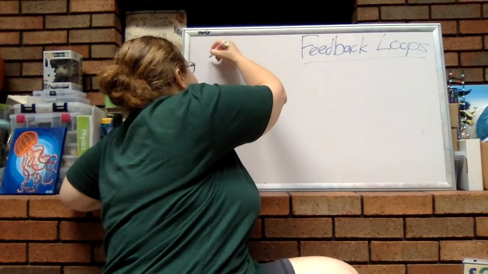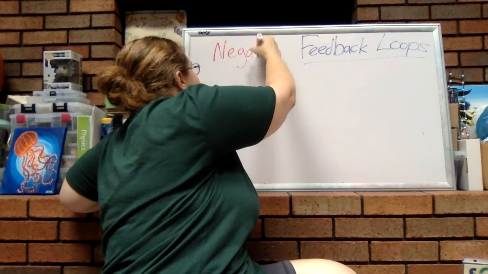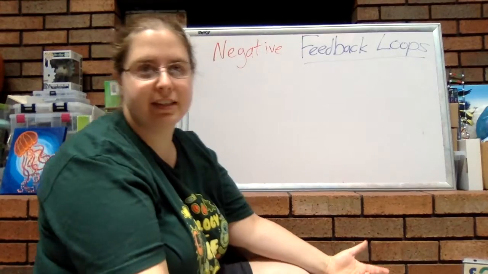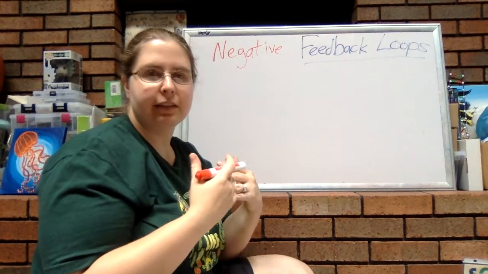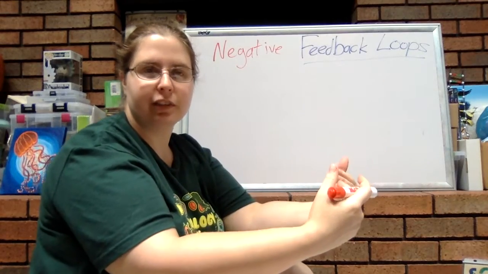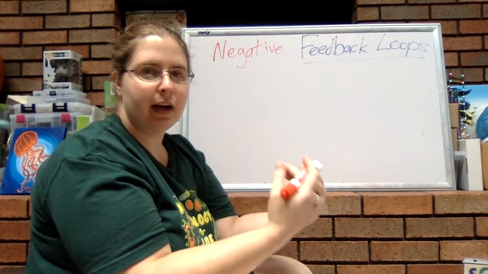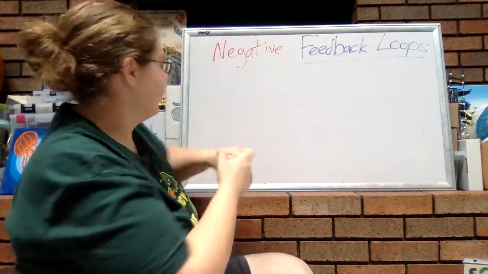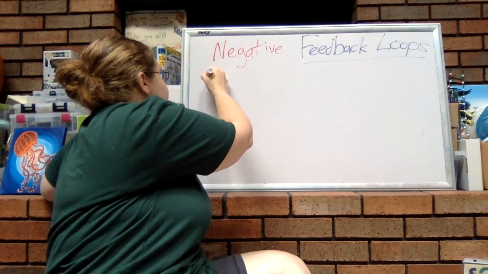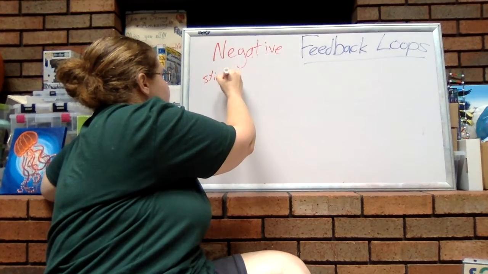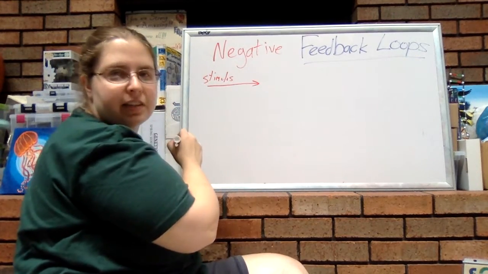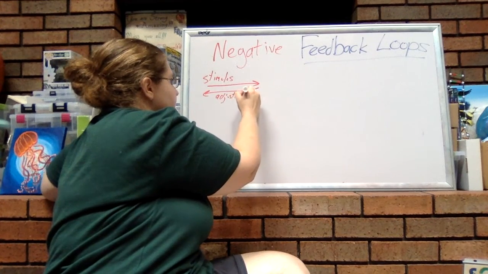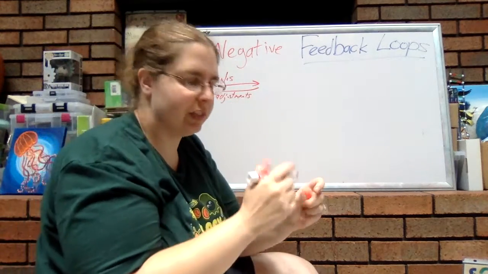So the negative feedback loop is when some kind of stimulus causes an imbalance in our homeostasis in one direction, but when our body and our cells try to fix it, adjustments are made in the opposite direction. So for instance, the stimulus causes an imbalance in one direction, and adjustments are made against it, opposing it.